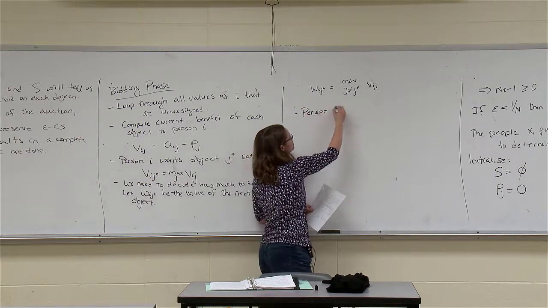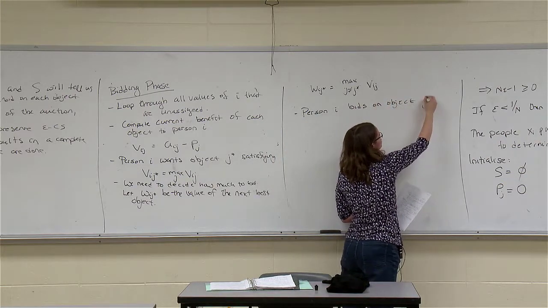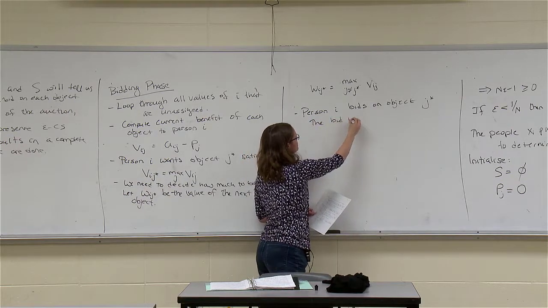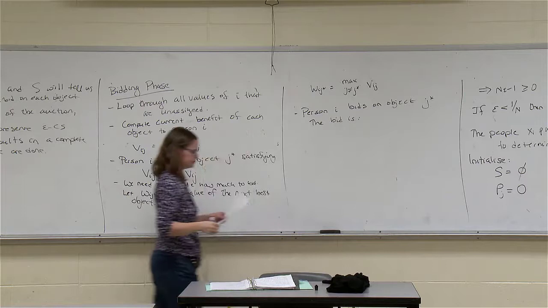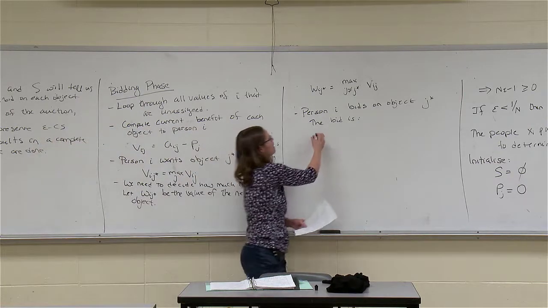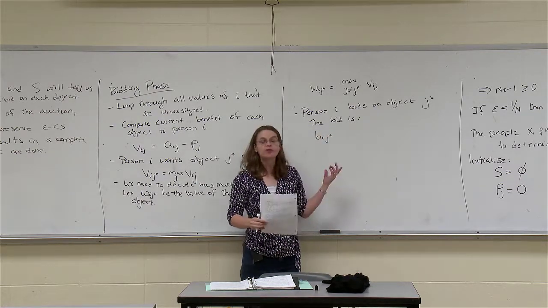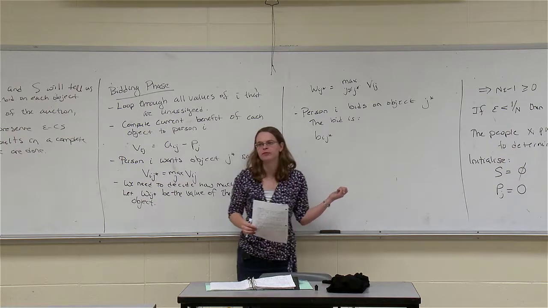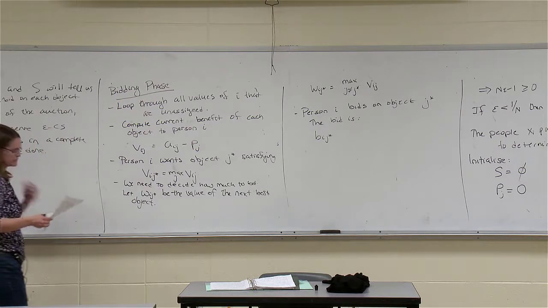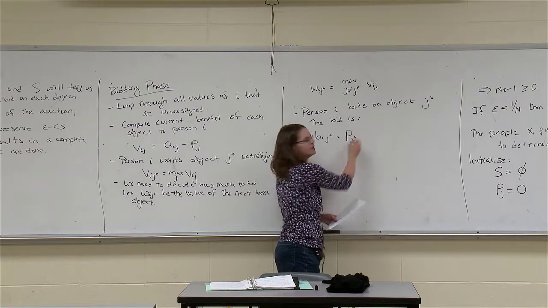So person i bids on object j star, and the bid is... okay, so the bid of person i on object j star. Now it's possible that multiple people will all want j star, so multiple people may bid on this, but nobody's going to bid on more than one thing at once. So the bid is going to be, well, we start with the previous bid. That's our lower bound.